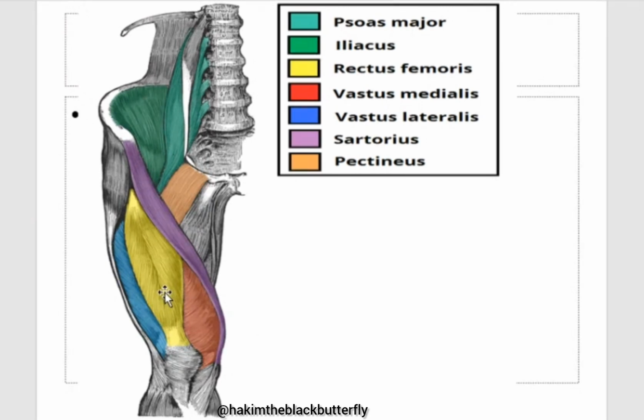The origins and insertions are indicated in the table. Parts of their tendons unite and they insert into the patella. These quadriceps muscles extend the leg at the knee joint and flex the thigh at the hip joint. All of them are supplied by the femoral nerve. So the iliopsoas, the sartorius, and the quadriceps are the muscles of the anterior compartment of the thigh.